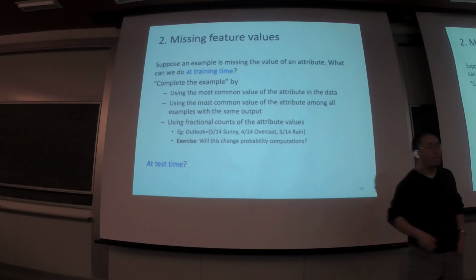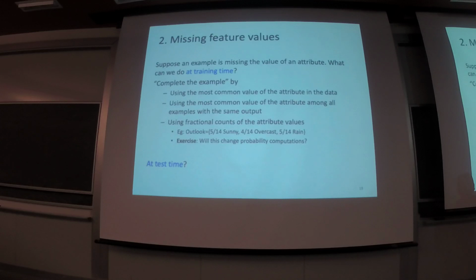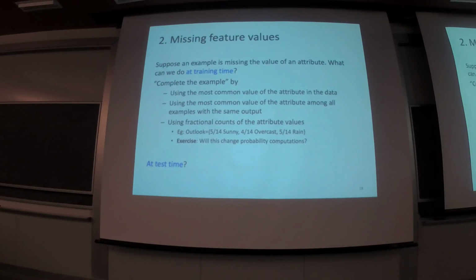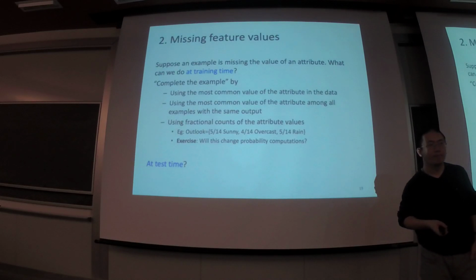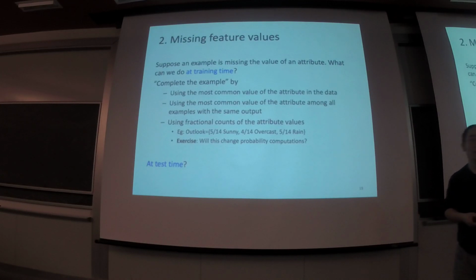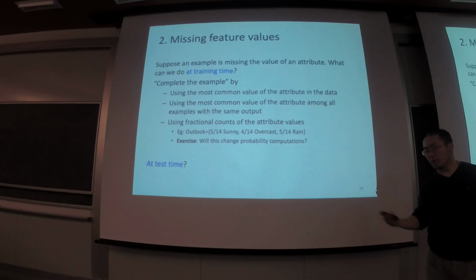And the next question is, what if at test time a test example has a missing feature value? What should we do? Any idea? You use the most common value or fraction, based on the training. If you use the first two strategies, it's the same thing: you just complete the missing feature with the most common value. Then you do the prediction.